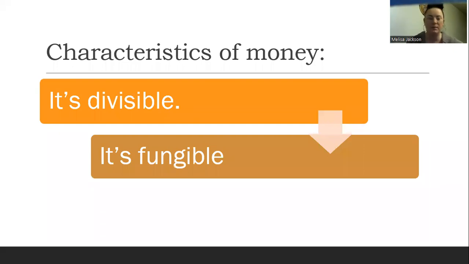Money is divisible. So you can have 100 $1 bills, you can have 4 20s, you can have 2 50s, you can have 10 10s. All of those different combinations add up to the same amount of money.